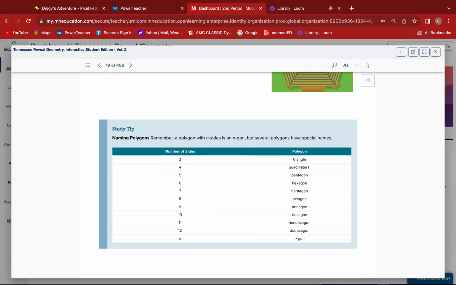Okay, so we got a study tip here. I guess it's just giving you the names of the number of sides of the figure. Okay, well, that's good. All right, so let's move on.